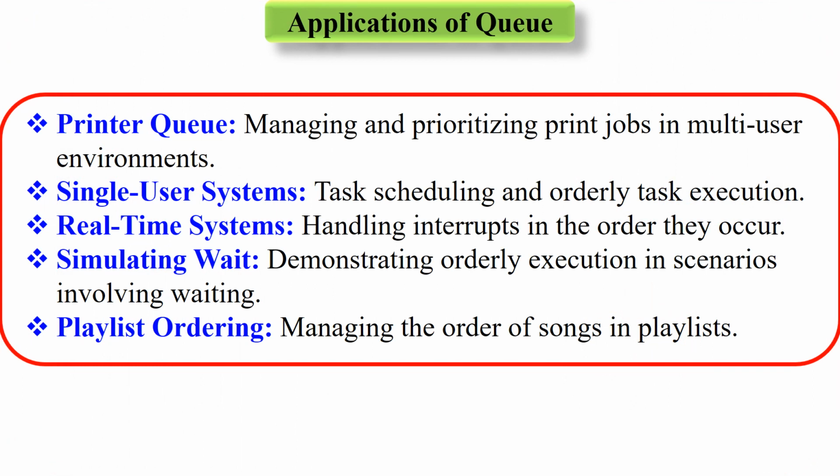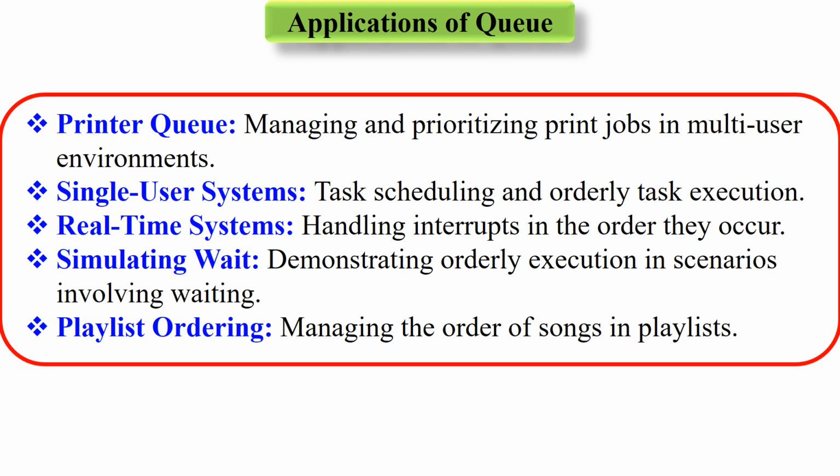Let's see the applications of queue. Printer queue. It manages and prioritizes print jobs in multi-user environments. Let me explain. Queues are vital for handling multiple print requests in a network printer. When the printer is busy, new print requests are queued on the hard disk. The queued jobs wait until the printer becomes available. Queues maintain order in a multi-user printing environment.